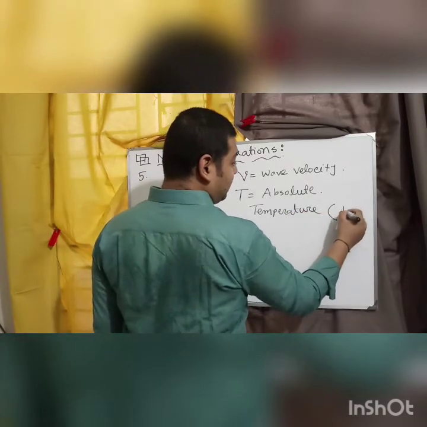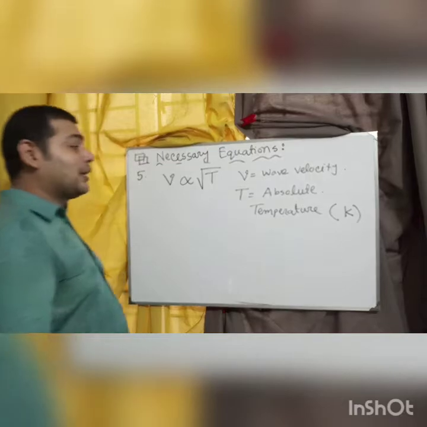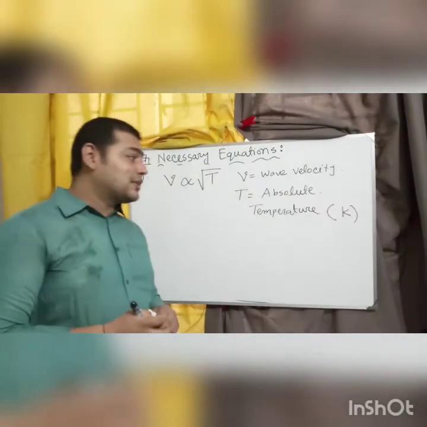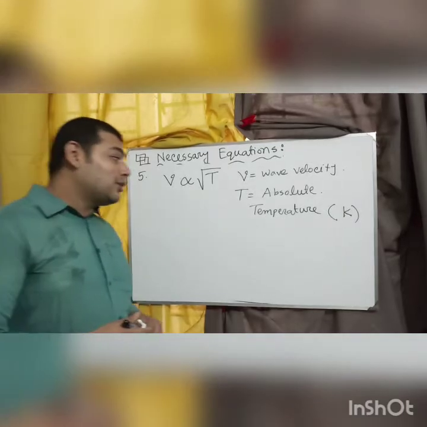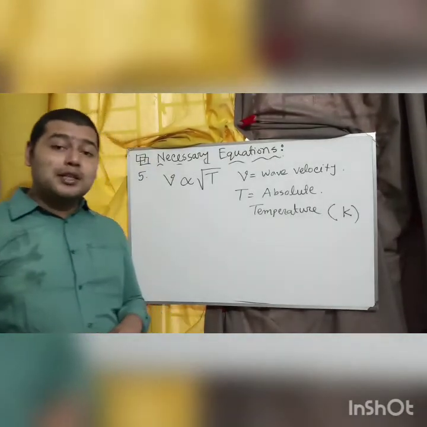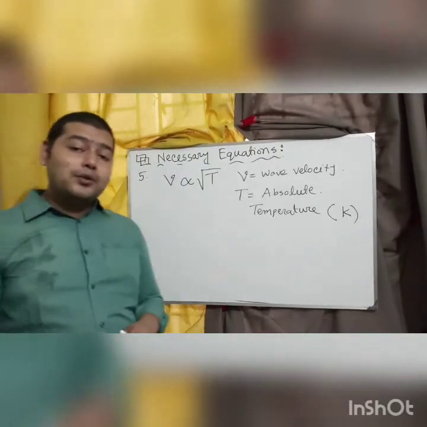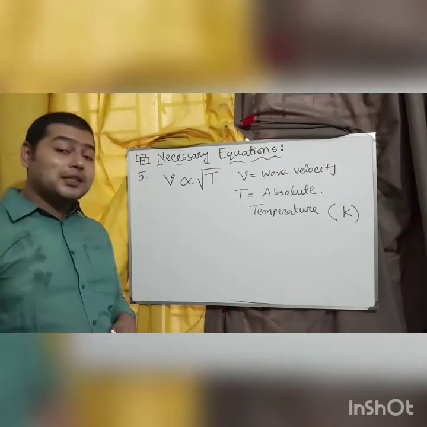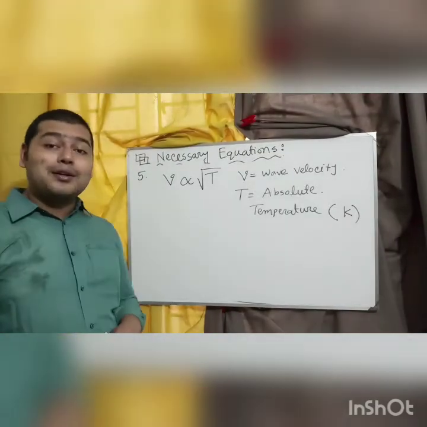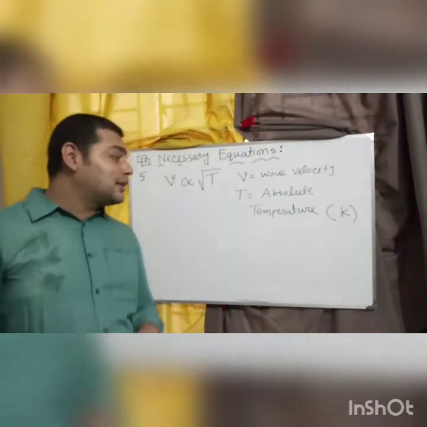And the unit of this absolute temperature is Kelvin. If the temperature is given in degrees Celsius, then we need to convert it to Kelvin temperature, because we know that the Kelvin is our SI unit for temperature.